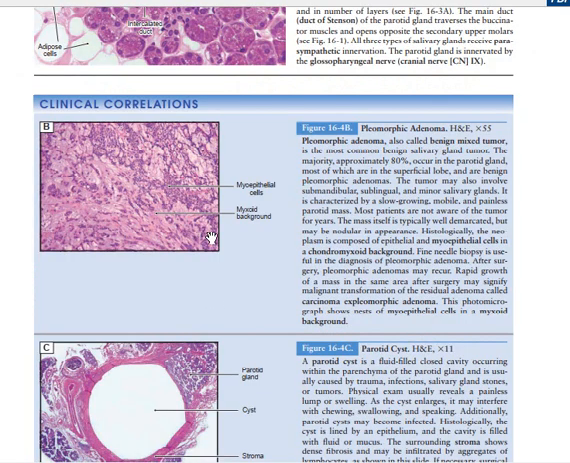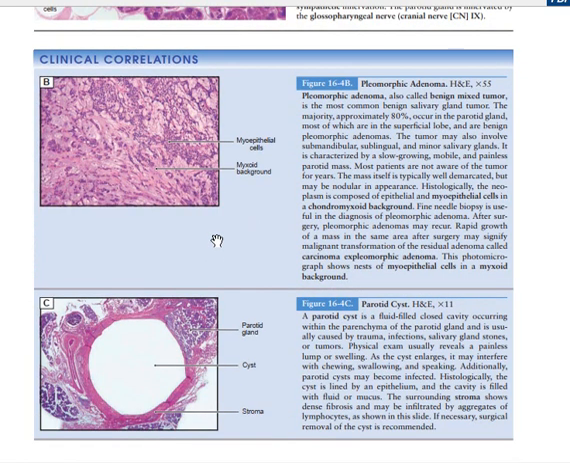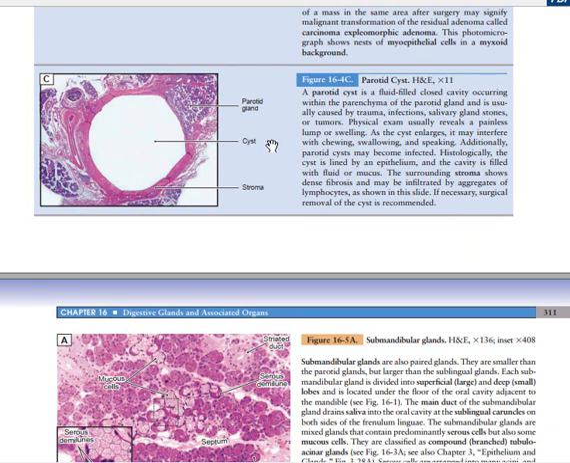Now, the clinical correlation of the parotid gland is pleomorphic adenoma. Pleomorphic adenoma is also called a benign mixed tumor. It's the most common tumor of the salivary gland, and approximately 80% occur in the parotid gland. So, how do you visualize pleomorphic adenoma on a histologic section? You're going to see myoepithelial cells and a myxoid background. Those are the two major elements that you see in pleomorphic adenoma.